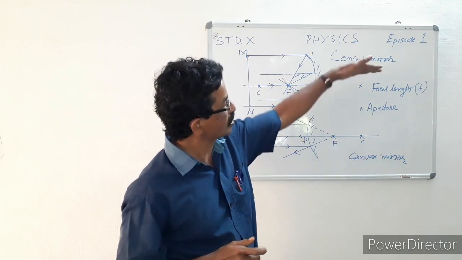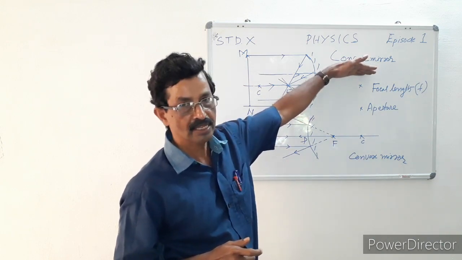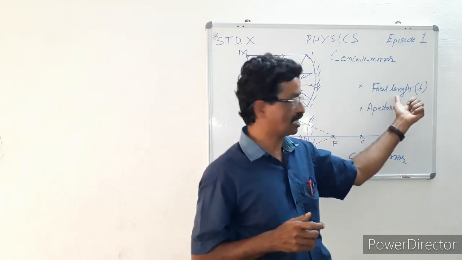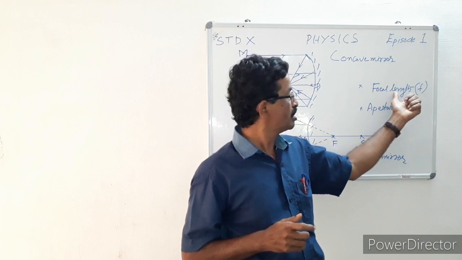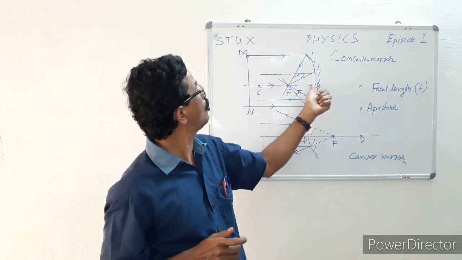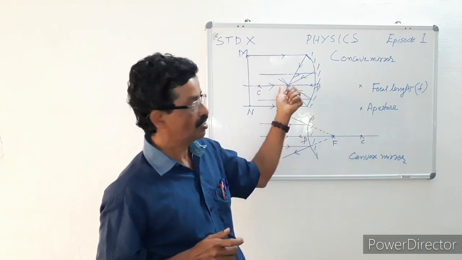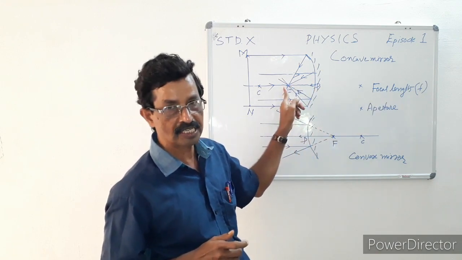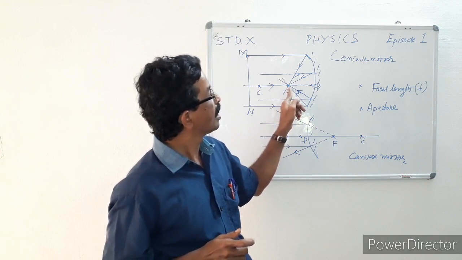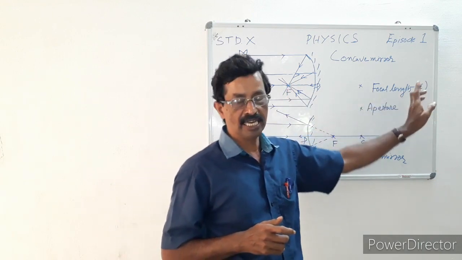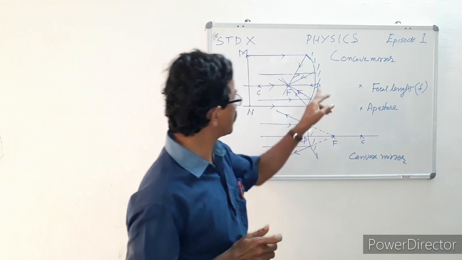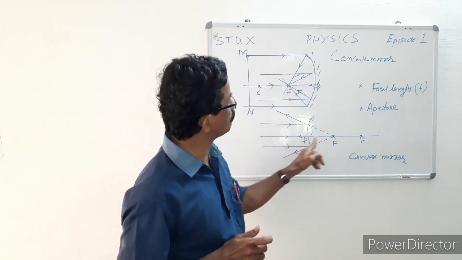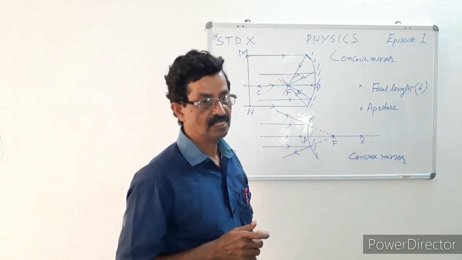Now, two more terms you want to know about a spherical mirror. One is focal length. That means the distance from pole to focus. Focal length is the distance from the pole to the focus, and we represent it with the letter f or the distance PF. This is also the case for PF here in the convex mirror.